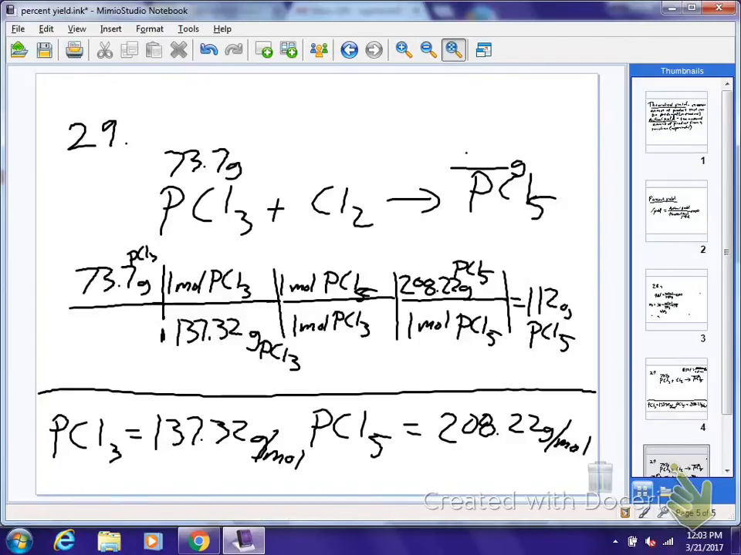The percentage that you can make is said to be 83.2%. So you have 83.2% equals X grams of actual over 112. Now go ahead and set up and solve for your actual. It's just like the last one we did on letter D, the same setup. Go ahead and do that and see what you get for an actual yield.